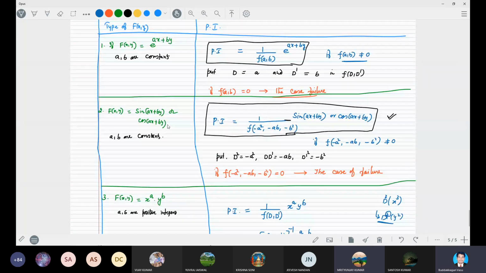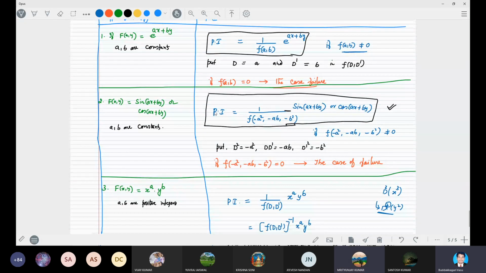I hope it will be very clear. These are the main cases of the direct types of function f of x comma y to determine the particular integrals.